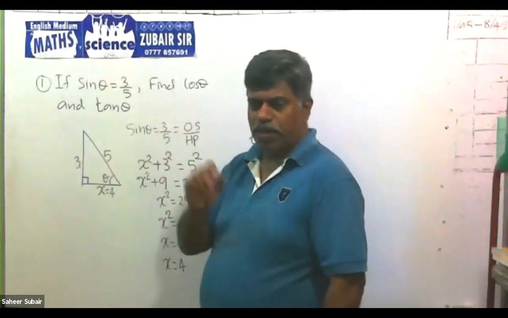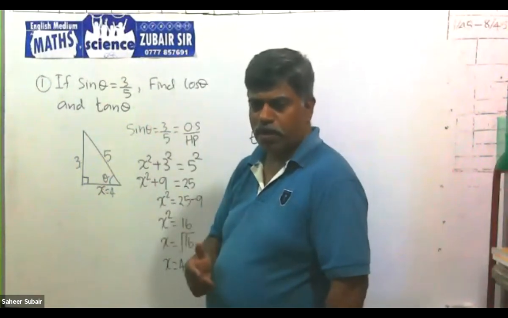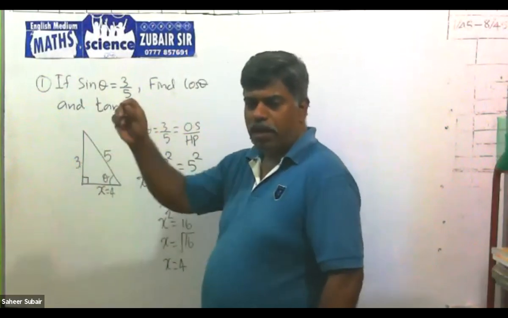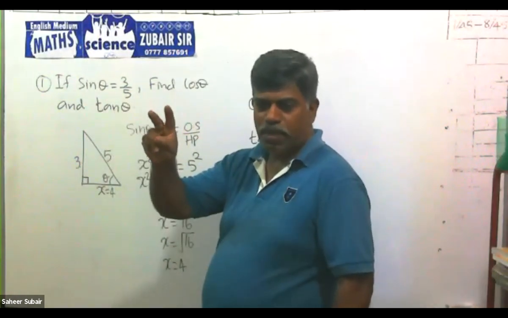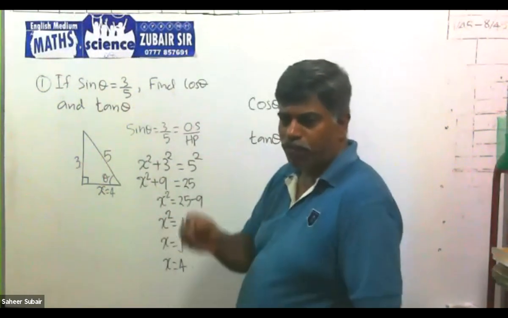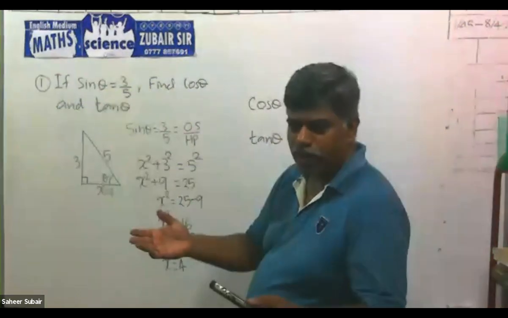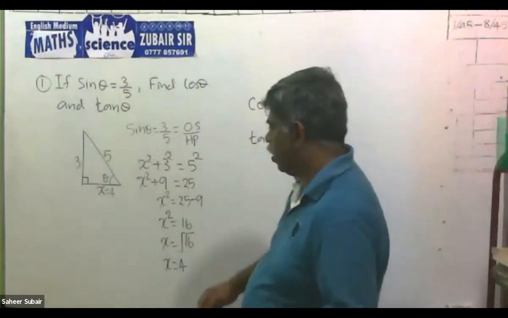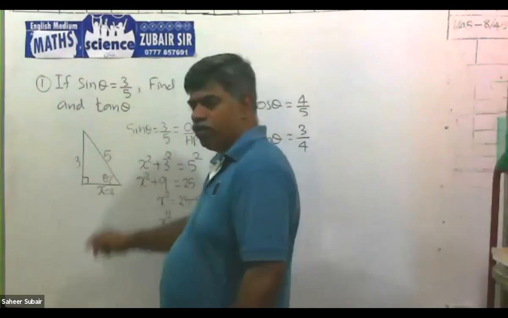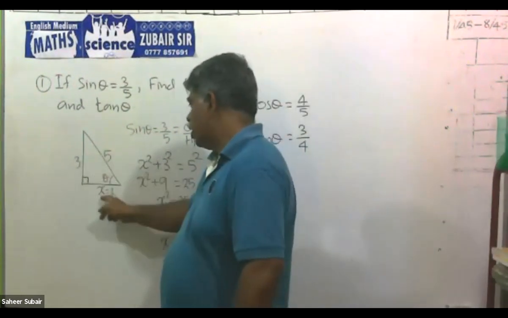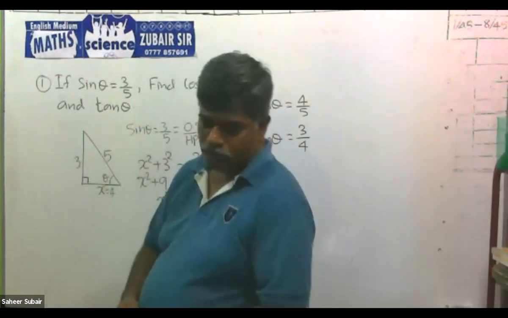So they are giving one ratio, sine or cos or tan. According to that, you have to draw a right angle triangle and mark the given two sides, and use the Pythagoras theorem to find the third side. After finding the third side, you can write any ratio they ask. If they ask cos theta, then adjacent over hypotenuse. If they ask tan theta, then opposite over adjacent. So copy down this.